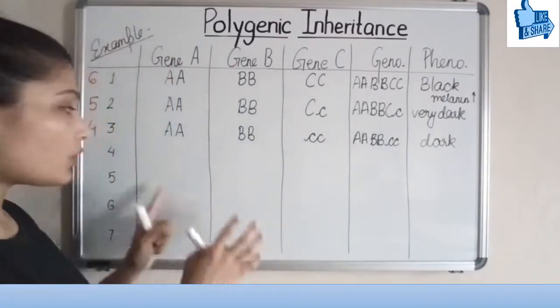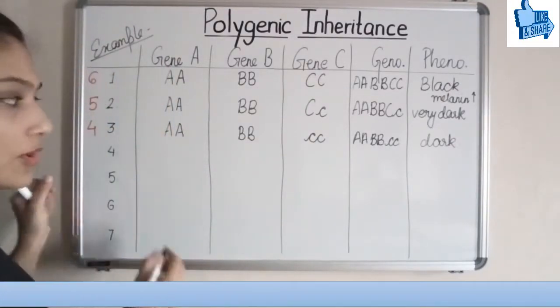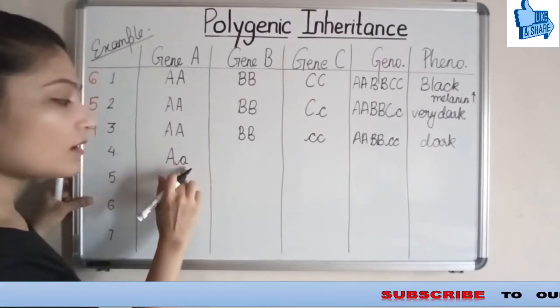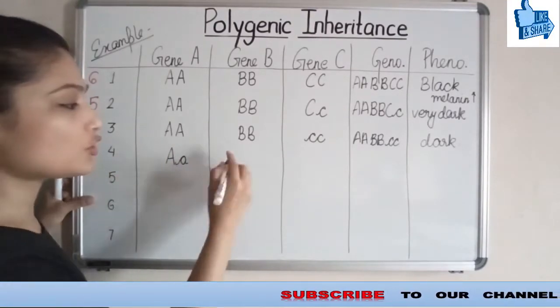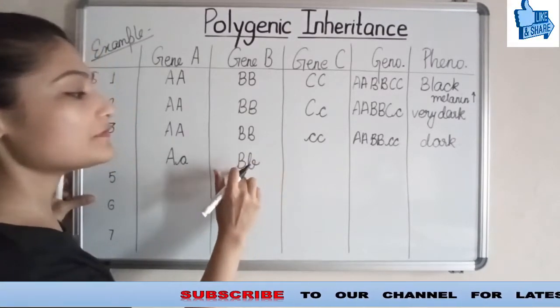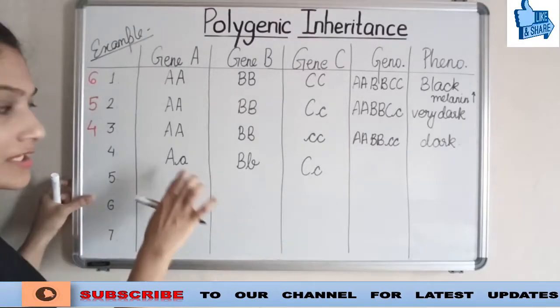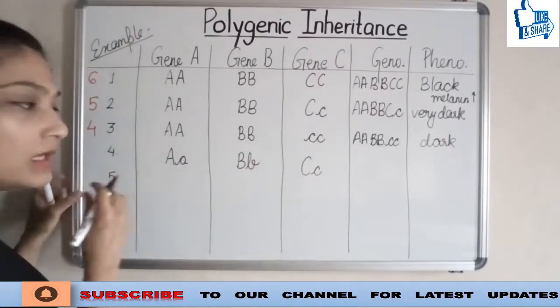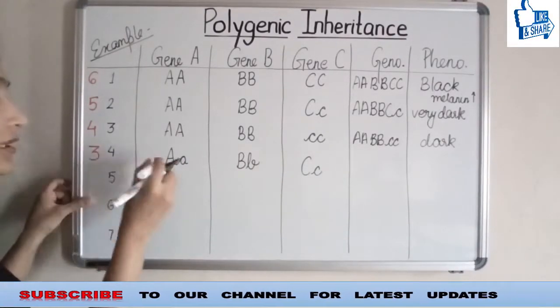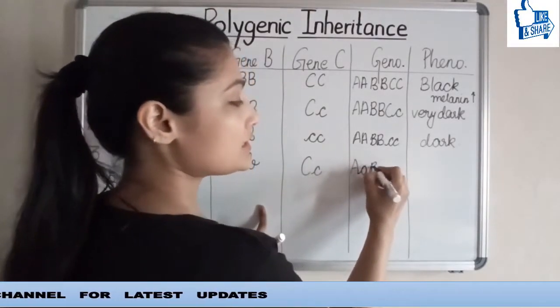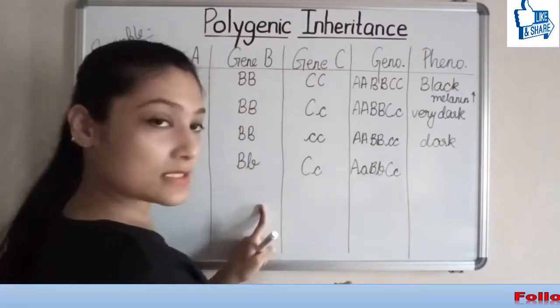Clear? Now there could be another possibility wherein, say, one is recessive here, one is dominant here, one recessive here, dominant here, recessive and dominant. It could be either way, but how many dominants are there? 3 dominants are there and 3 recessives are there. So I am going to write it first like this.